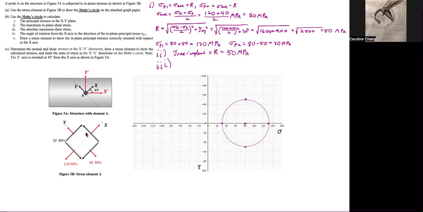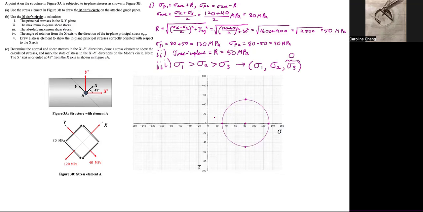And we have to always remember that sigma 1, by convention, and that's just the definition of sigma 1, is always the greatest, followed by sigma 2, followed by sigma 3, which is the smallest. Now, when we are looking at a two-dimensional problem, we will have these values, sigma 1, sigma 2, and sigma 3. However, sigma 3 in a 2D problem is always equal to 0.